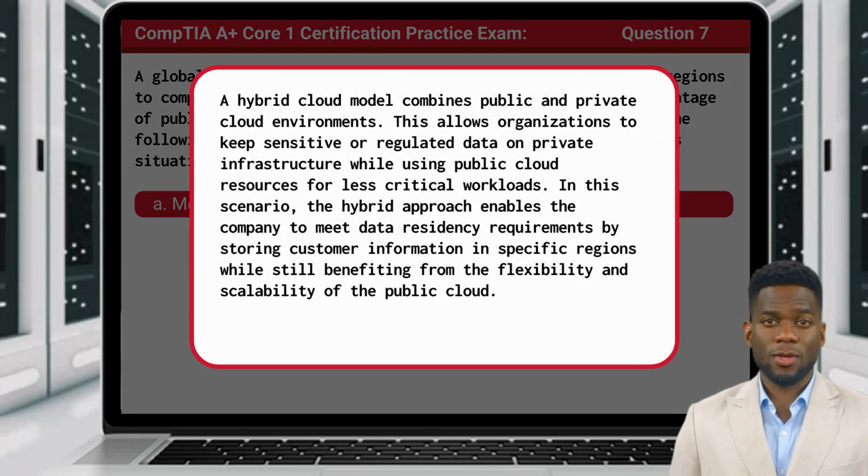A hybrid cloud model combines public and private cloud environments. This allows organizations to keep sensitive or regulated data on private infrastructure while using public cloud resources for less critical workloads. In this scenario, the hybrid approach enables the company to meet data residency requirements by storing customer information in specific regions while still benefiting from the flexibility and scalability of the public cloud.